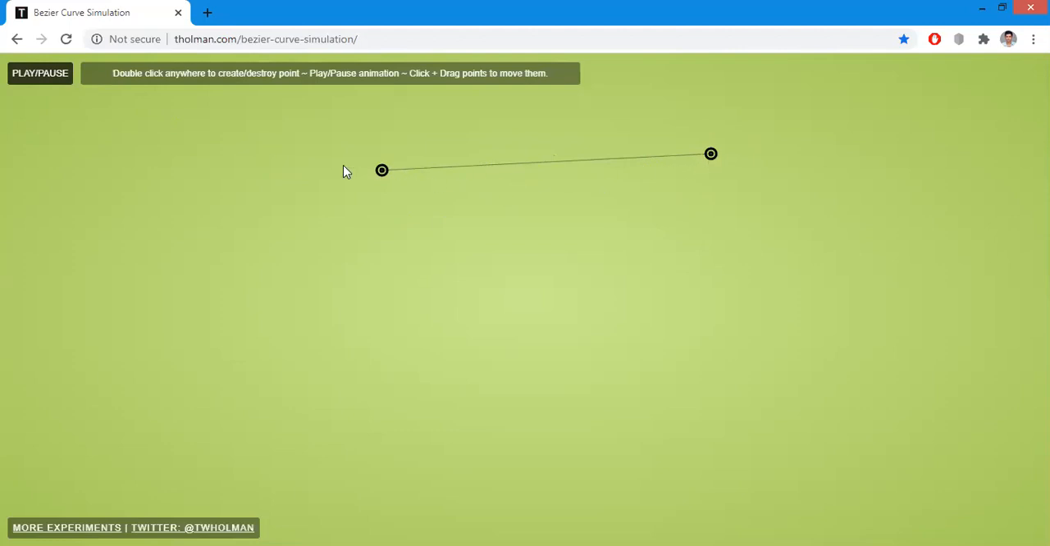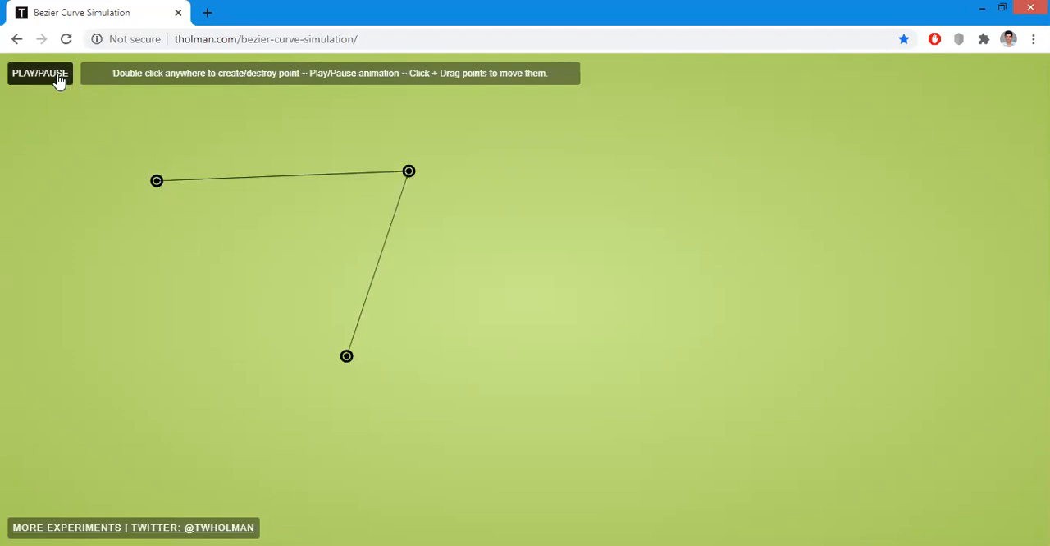So here how many control points are there? 2 control points. You can see very clearly it is 2 control points. Now I'll remove this, and now I will draw it for 3 control points. 1 control point, 2 control points, 3 control points. First, second, and third.